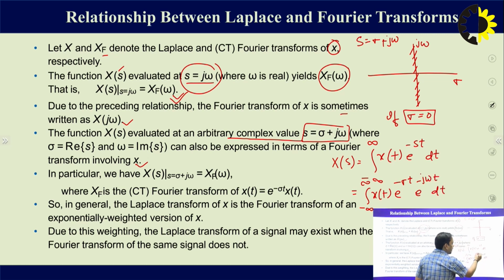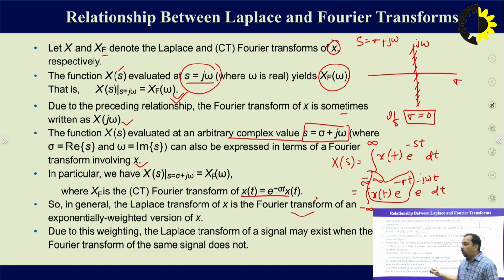So we can clearly see that this whole quantity, x(t) e^(-σt), we can correlate that the Laplace transform is nothing but the continuous-time Fourier transform of this whole signal, which is x(t) e^(-σt). So in general, the Laplace transform of x is a Fourier transform of an exponentially weighted version of x.